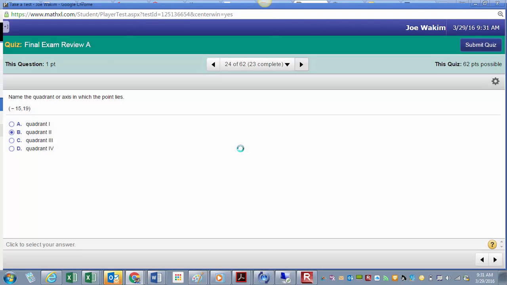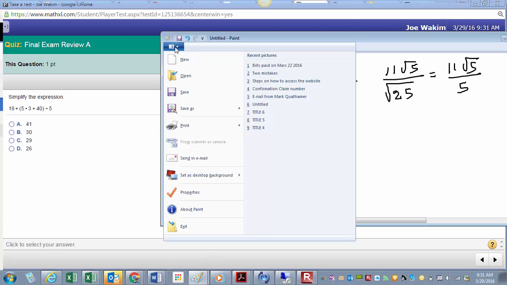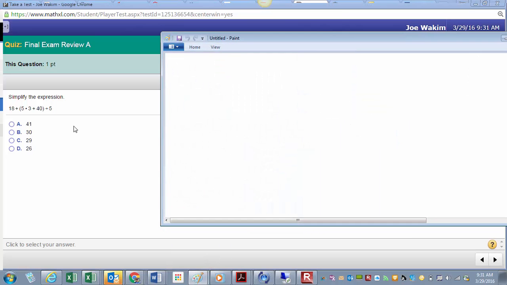25, simplify. Okay, we've got to simplify the parentheses. Multiplication first, then addition. 5 times 3, 15. Let's go ahead and do it here. So always try to, in this case, simplify the parentheses first. So again, multiplication goes first, and then addition. 15 plus 40 is 55.